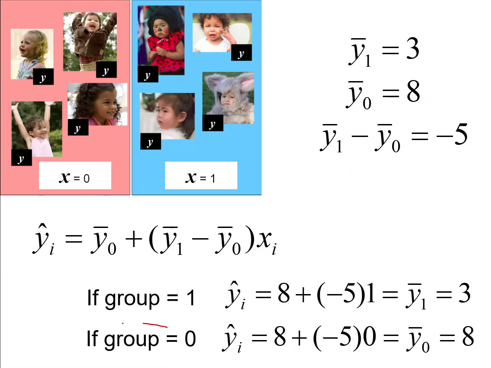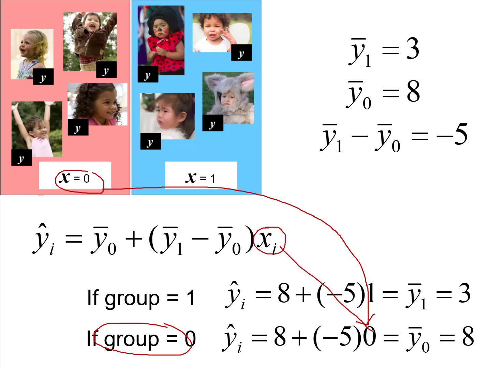But if you're in group 0, your score on x will be a 0. So I'm going to plug in 0 right here. That's your score on x for individual i. And so now I have an equation that says it's 8 plus -5 times 0, and anything times 0 is just going to drop out. So that's going to drop out, and I'm just left with a score of 8. And of course 8 is the mean for people in the control group.